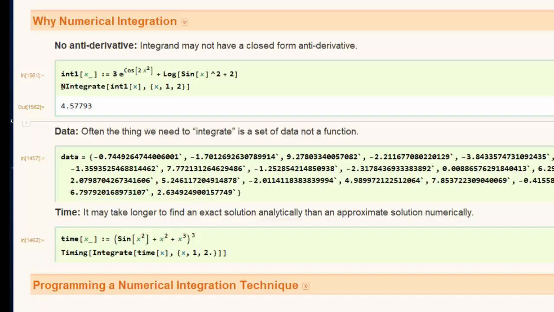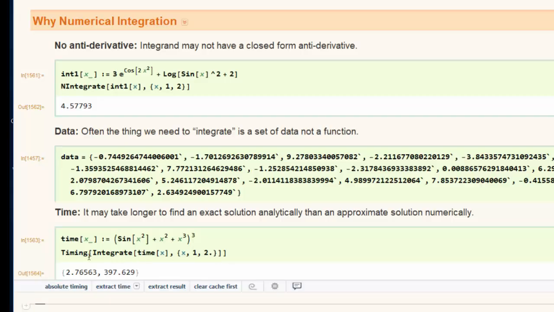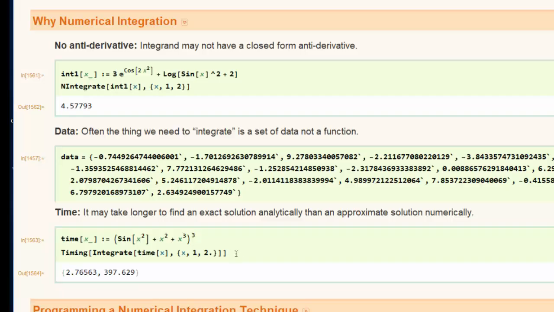This was often not discussed, but it might take a computer program a lot less time to approximate an integral numerically than to use an analytic technique. For example, I have another function down here, and if I evaluate this cell and tell Mathematica to calculate the actual value of the integral, and I've wrapped the Timing command around this, so here is the value of the integral of my function from 1 to 2, and here is the time it took to generate that value. So it took Mathematica about 2.7 seconds to calculate this integral.